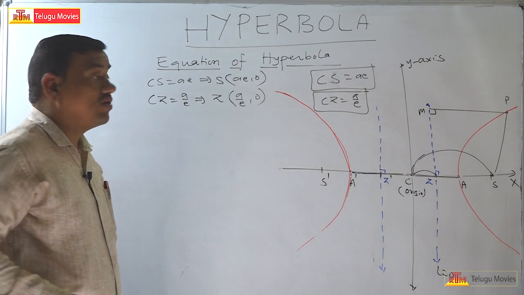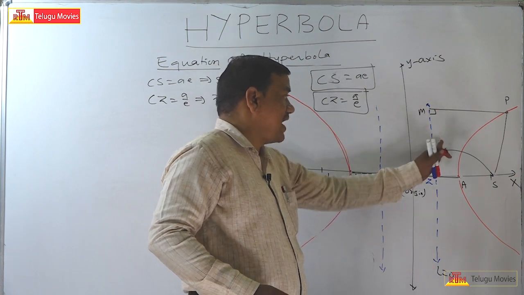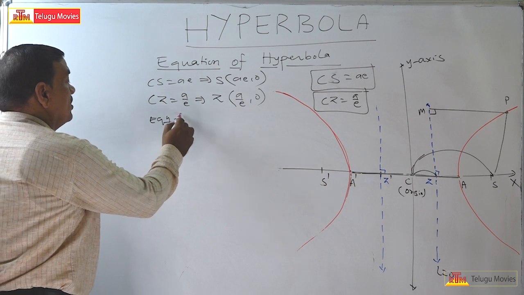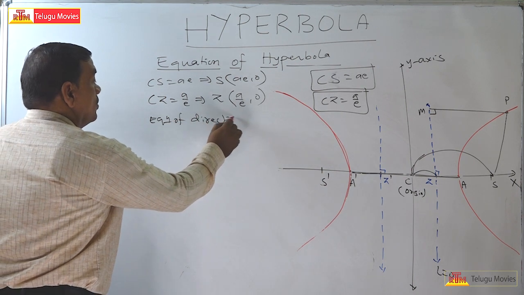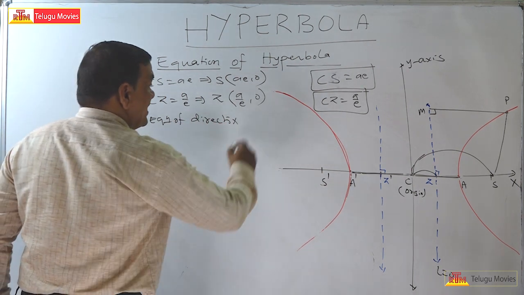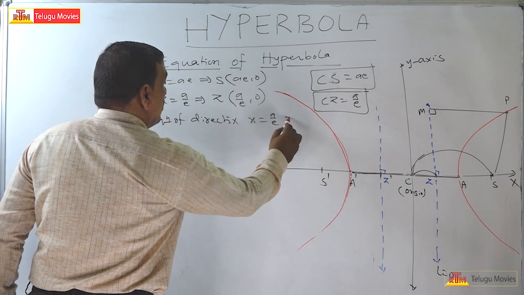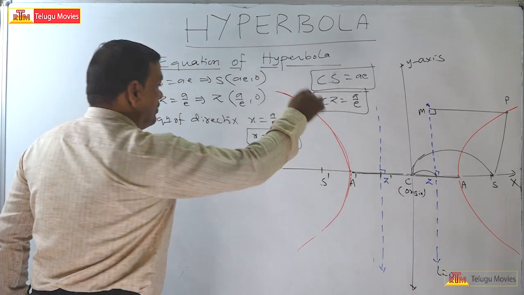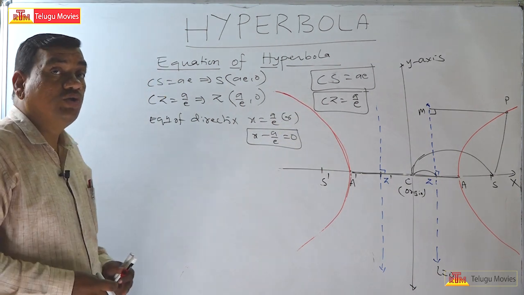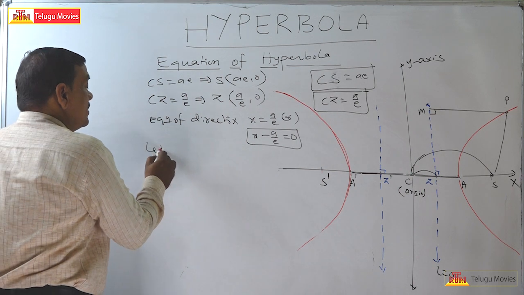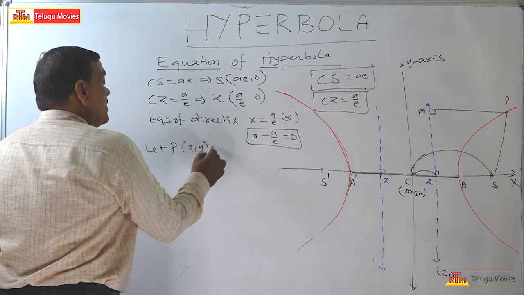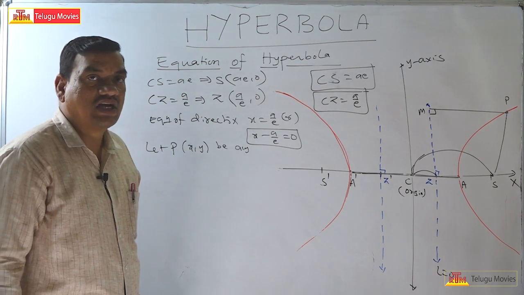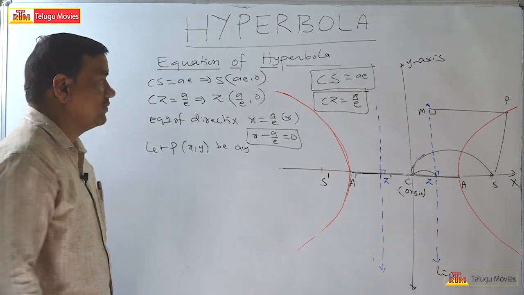Now here the directrix is parallel to the y-axis. Now the equation of the directrix. What is the equation of the directrix? x is equal to a by e, or x minus a by e is equal to 0. Now let P(x, y) be any point in the locus.